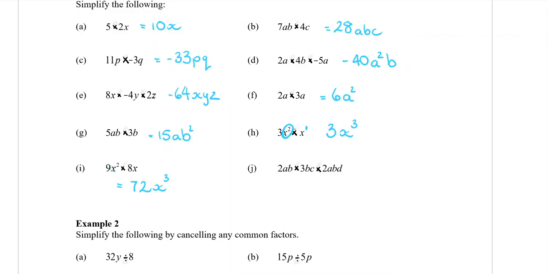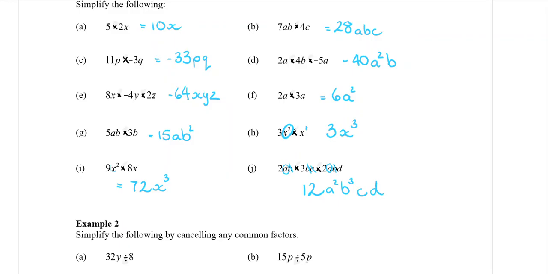J, 2ab times 3bc times 2abd. Oh, lots of letters in there. Let's start by multiplying all the numbers. 2 times 3 is 6, times 2 is 12. Now, in alphabetical order, starting with A, we have 1 here and 1 here, so we have A squared. Then looking for B's, we have 1, 2, 3 of those, that would be cubed. And then C, one of those, and then finally a D as well.